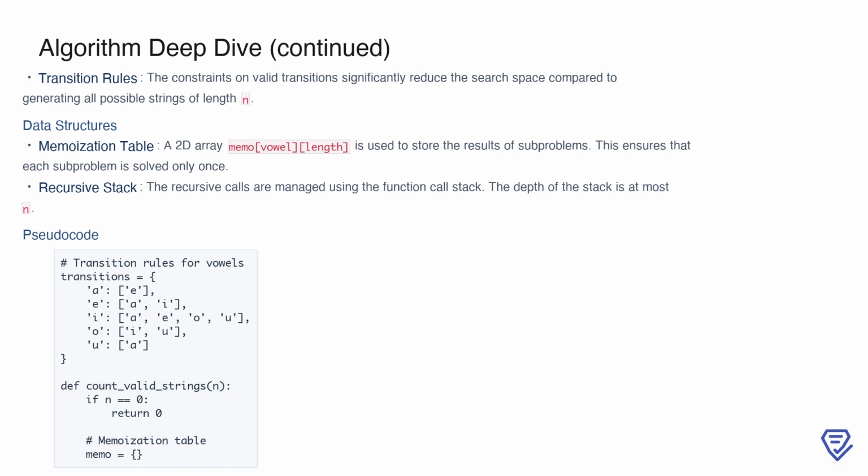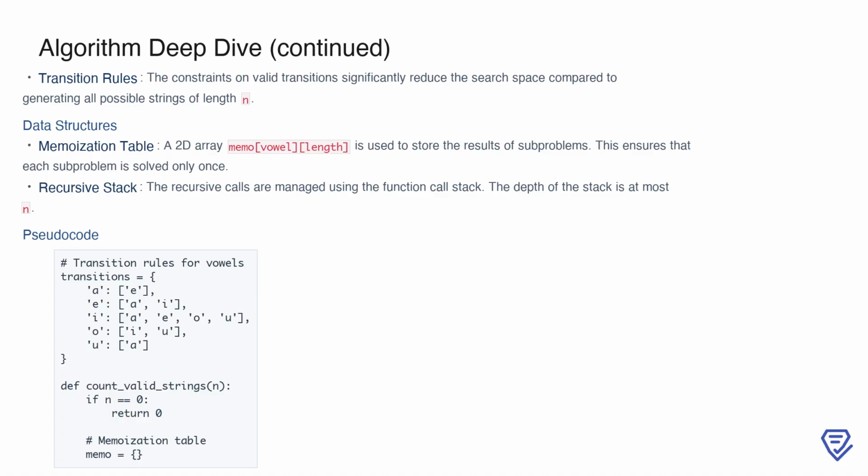This ensures that each subproblem is computed only once. Additionally, the recursion stack keeps track of the function calls. The depth of the stack corresponds to the length of the string, n. The pseudocode outlines the implementation.